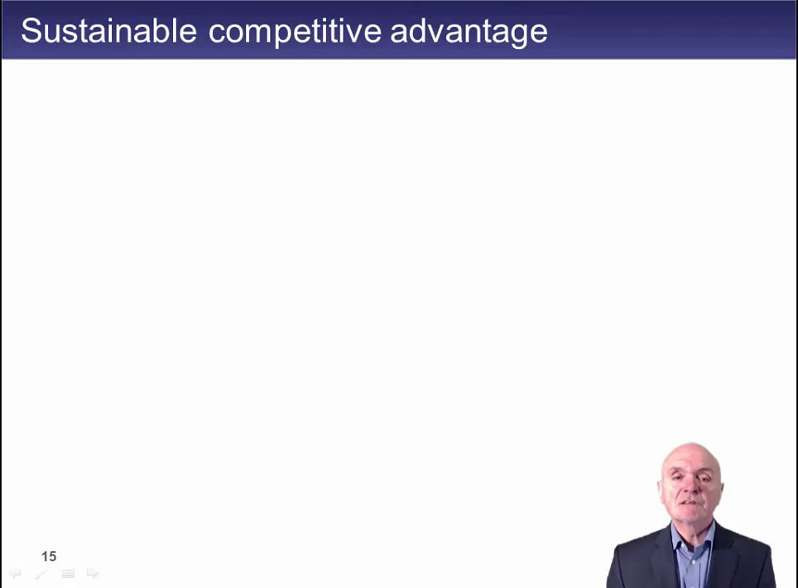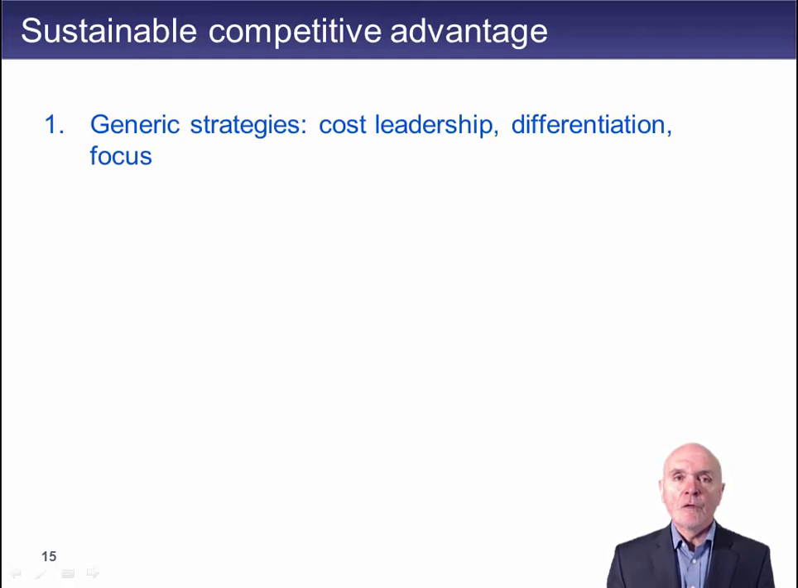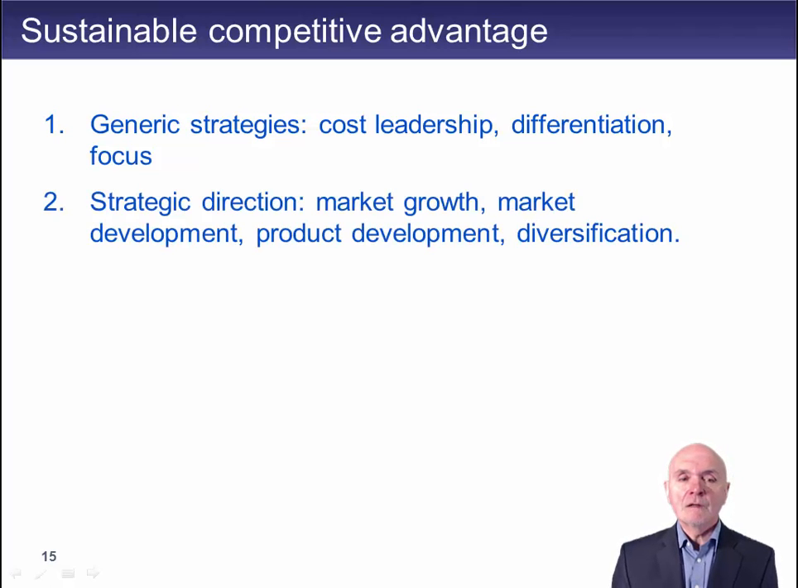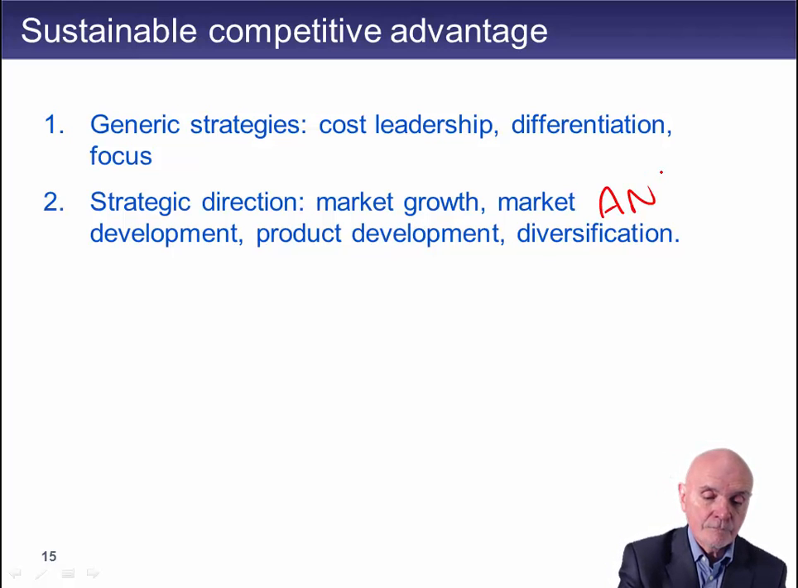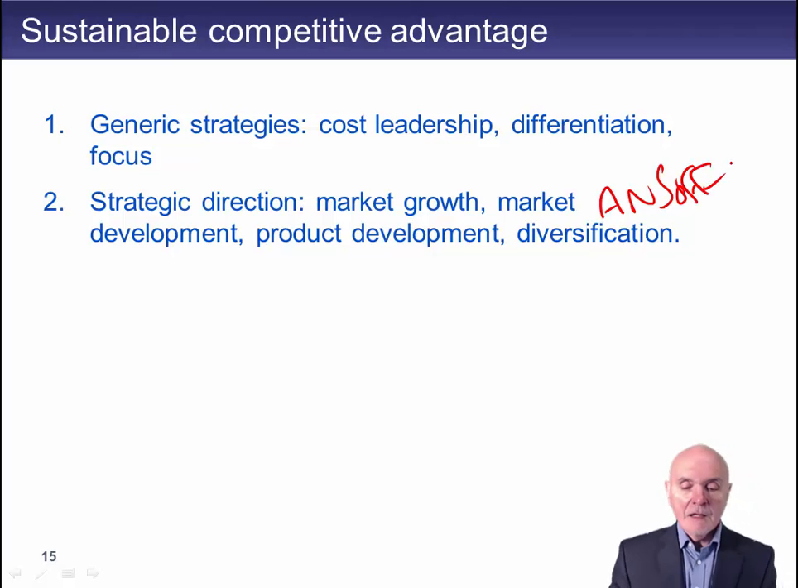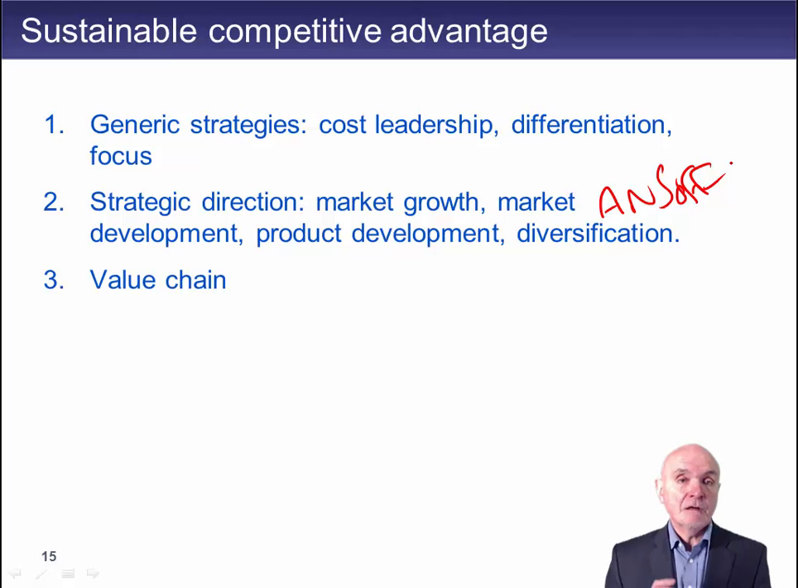This chapter deals with sustainable competitive advantage and how we might achieve that. And it deals with three distinct parts. First of all, there is what's called the generic strategies. This is something invented by Michael Porter, of which is cost leadership, differentiation and focus. Very important. It then goes on to look at what are called the strategic direction of the organization. And this is something which we will see is called Ansoff's matrix. And then finally, we're going to be looking at the concept of the value chain.